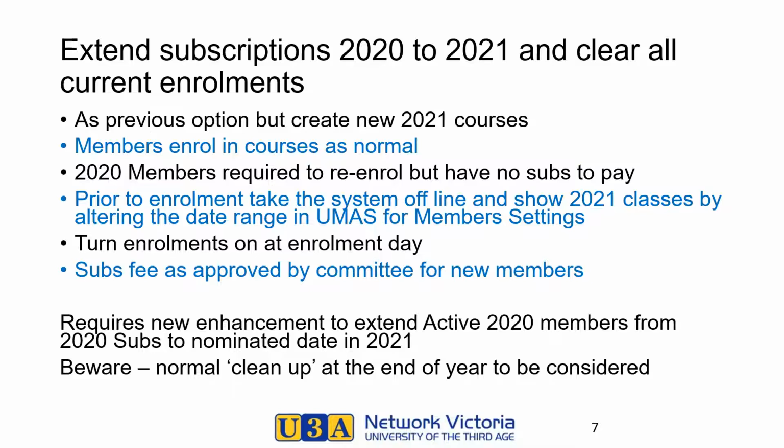A variation of that is that we would extend the subscriptions, but we wouldn't extend the course enrolments. So in that case, the previous option is applicable. Members would still enroll in courses for next year as normal. So you have to build your new courses. You need to make them available with maybe a spare space for extra people, or adjust the numbers and the course dates for those courses.